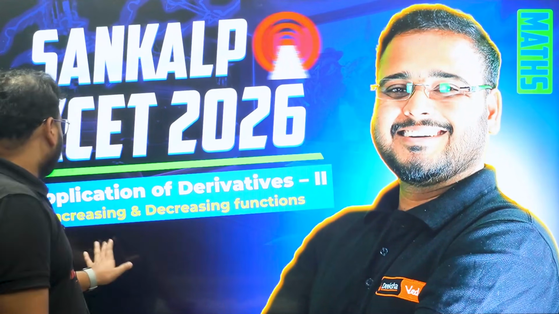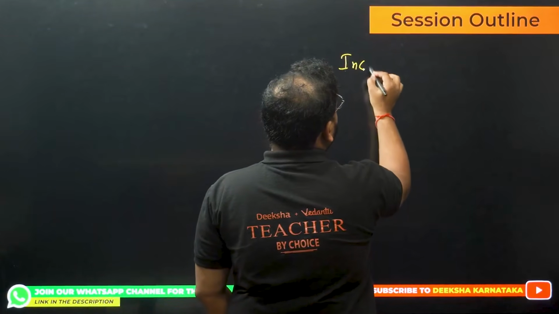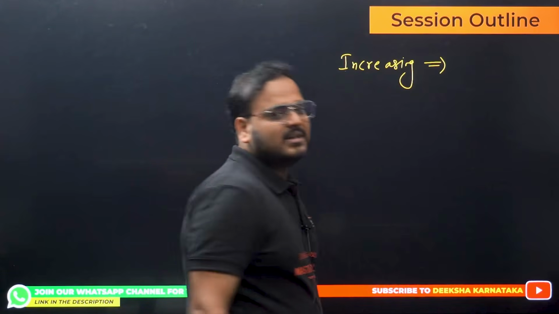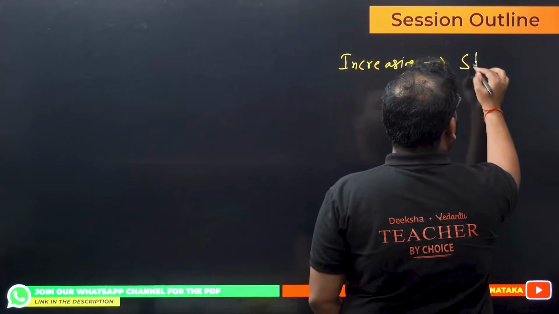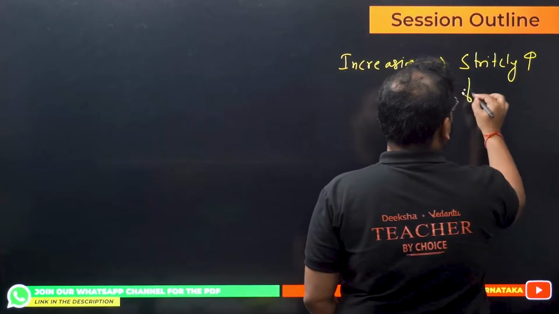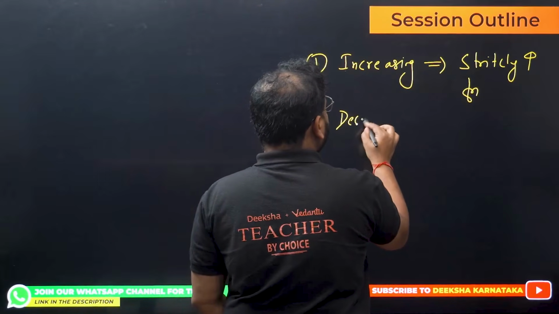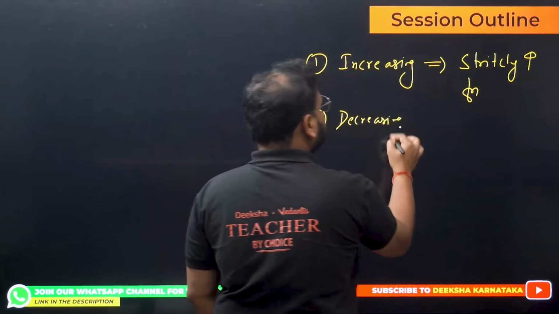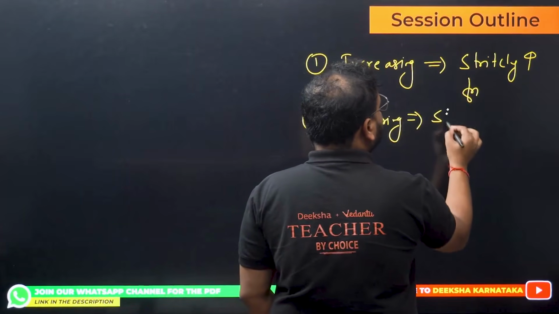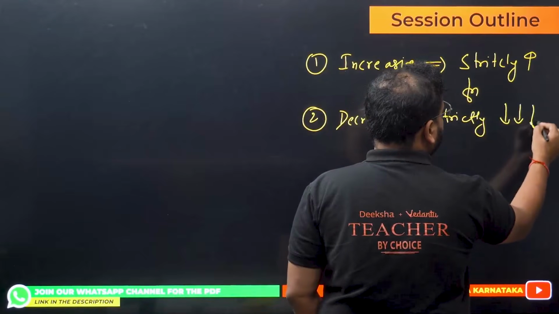As I said, we'll talk about when we can call a function increasing in nature, and in that also we have something called a strictly increasing function. So we'll have these things. Same goes with your second thing, which is going to be decreasing functions, and of course we also have this sub part, which is strictly decreasing function. Got it?